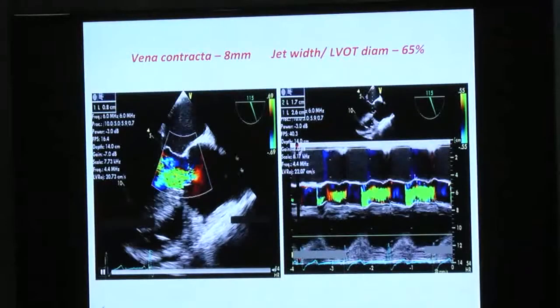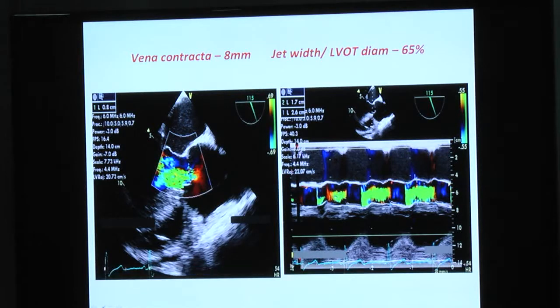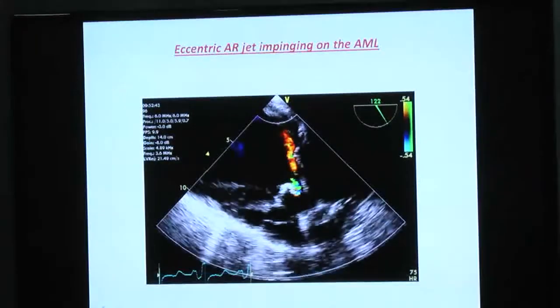And this is the way in the long axis view you measure the vena contracta or the jet width by LVOT. You put an M mode across the LVOT and measure the jet width and the LVOT width. You measure the percentage of this dimension, and this is about 65%. So definitely this is severe AR. You can quantify that.